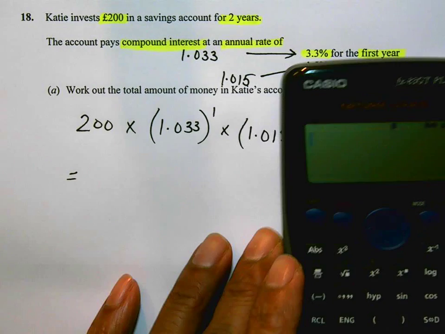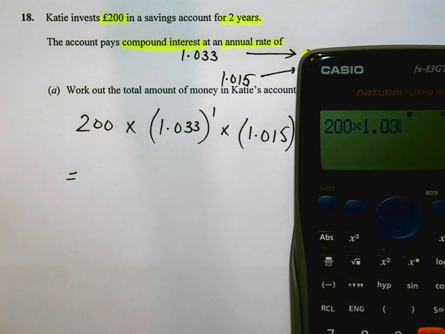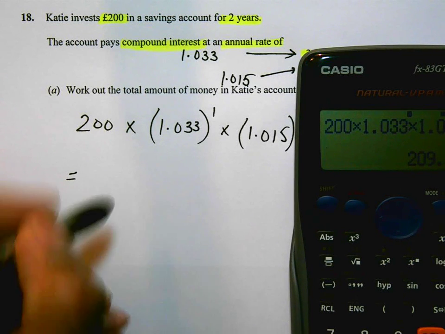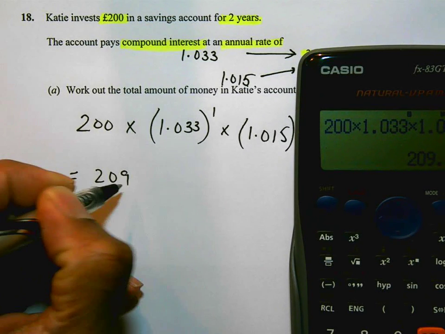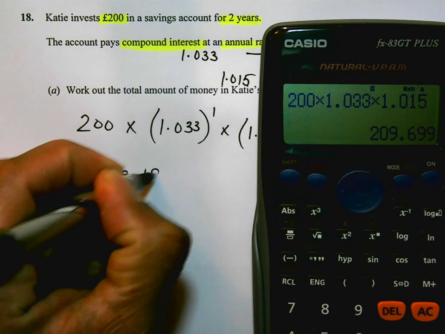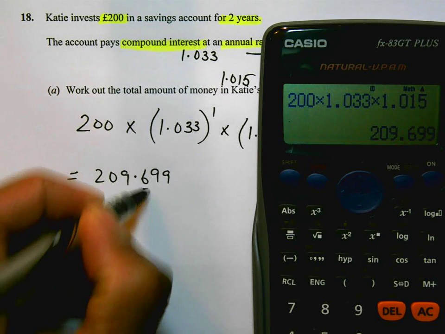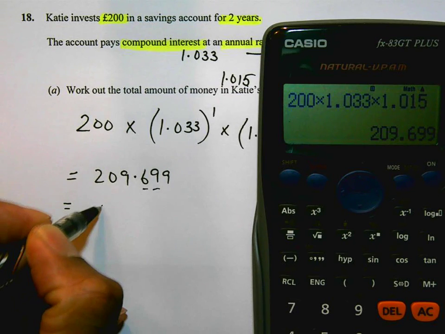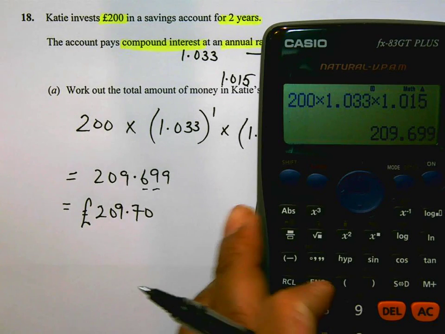Okay, let's work this out. I'm going to do 200 times 1.033 times 1.015, and that's equal to 209.699. Because we're working in money, I'm going to round it to 2 decimal places. So I'm going to turn that into £209.70. Okay, and that's what I'm going to write in my answer space.